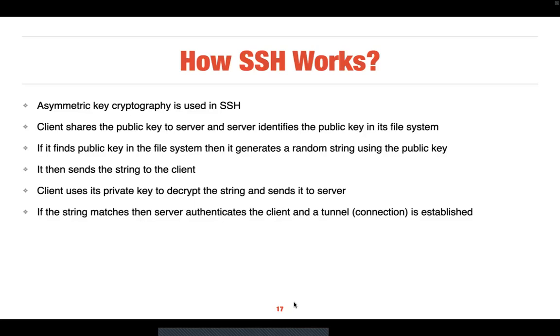But that outsider's laptop will not have any private key paired with that public key. Only your laptop, or every student of IIT Madras who is configured with that server, has that private key, but the outsider does not. So he will not be able to decrypt that string and will not be able to send it back. So the server will not authenticate that outsider's laptop and he will not be able to connect to the system. This is how the method works. Okay.